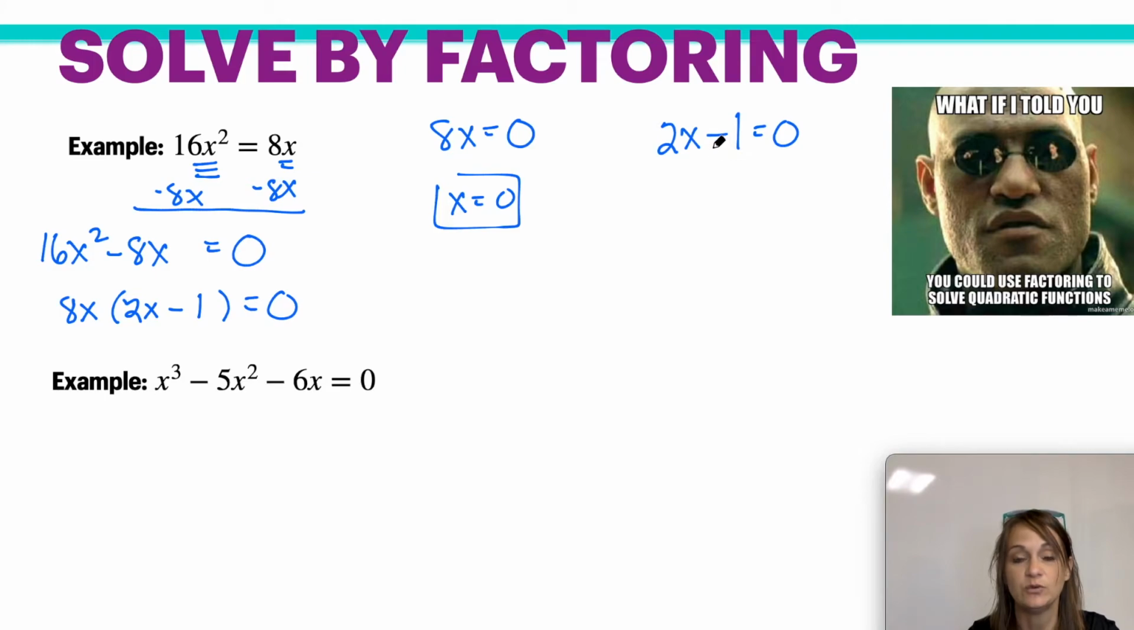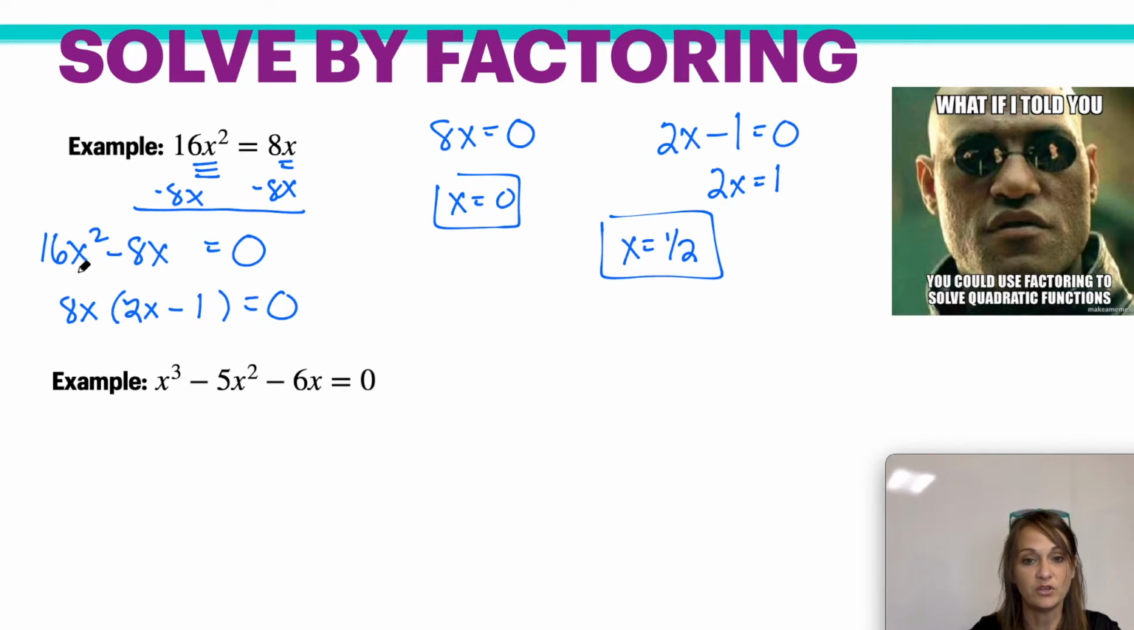In this case, you would have to first add 1 to both sides, and then divide by 2, and you would get 1/2. And again, if you were to graph this function right here, then it would cross in two places. It would cross the x-axis at 0, and it would cross it at 0.5, or 1/2.